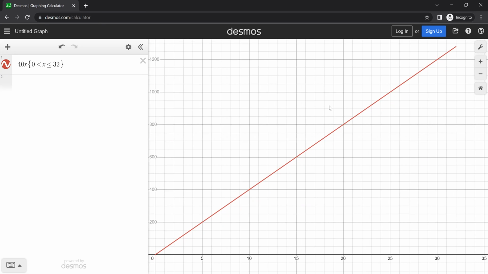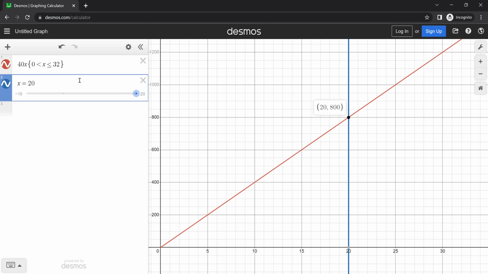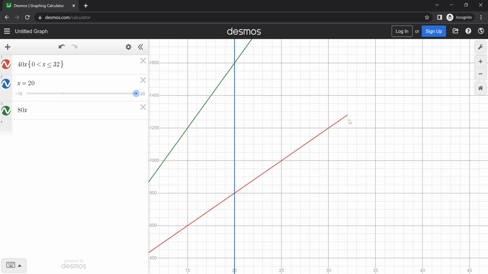We can check this at various points. Like if he works 20 hours, he gets $800, and that's what you expect to see. 20 times 40 is 800. Is that okay? Clear? Yeah. Okay. Now, before I graph the correct one, if we had tried 80x, the problem is that 80x needs to connect in right up here. And that's one of the reasons why this didn't work.